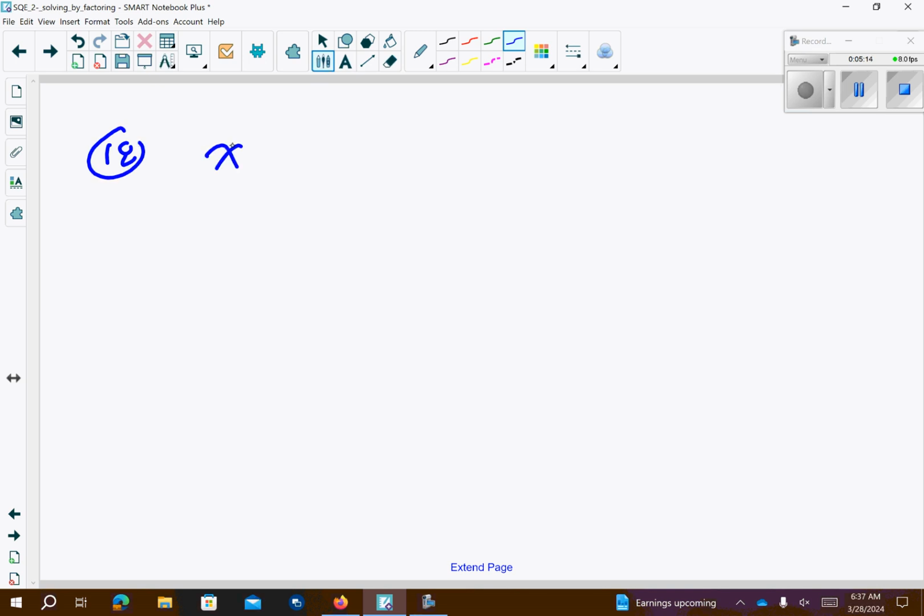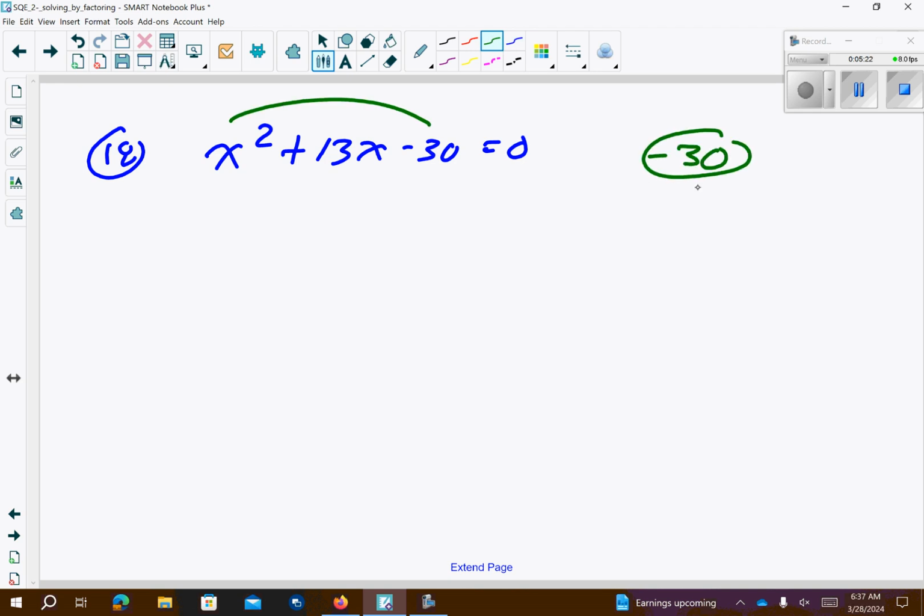Number 18, I have x squared plus 13x minus 30 is equal to 0. Let's multiply those together. I get negative 30. In order to multiply two numbers together to get a negative, one has to be positive and one negative. And so let's do positive 15 and negative 2. Make sure you have an x with both of those. That'll give us the 13.